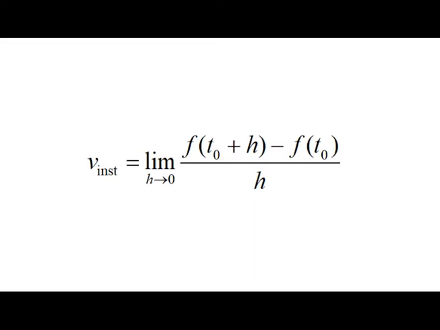We define the instantaneous velocity V instantaneous of a particle at a time t naught to be the limit as h approaches 0 of its average velocity V average over the time interval t naught to t naught plus h, and is given by V instantaneous equal to limit of f of t naught plus h minus f of t naught upon h as h approaches 0.